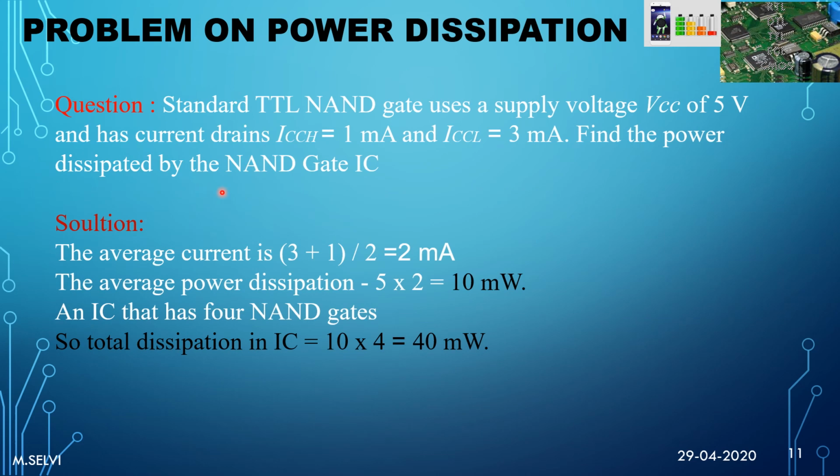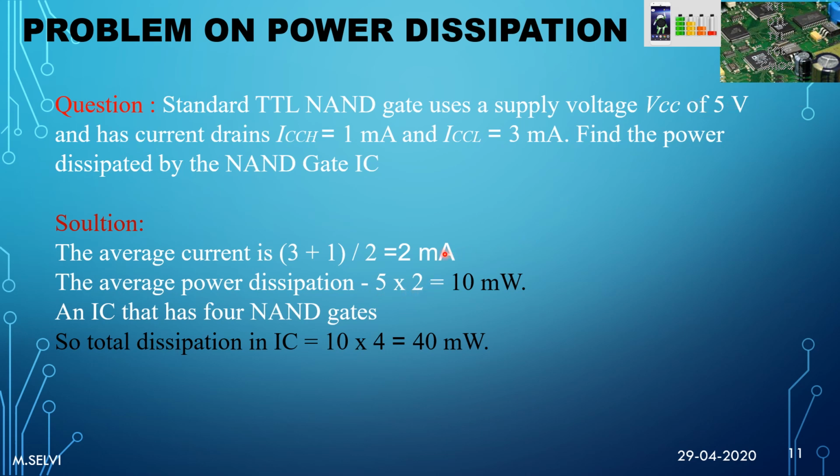So let us see how it is calculated. For example, a standard TTL NAND gate uses a power supply of 5 volts, and its current at the low level is 3 milliamps and the current at the high level is 1 milliamp. The purpose here is to find the power dissipation in the underlying NAND gate IC. As per the formula, the average current is equal to the high level current plus the low level current divided by 2, which gives 2 milliamps. So the average power dissipation, VCC times ICC average, is 5 times 2.